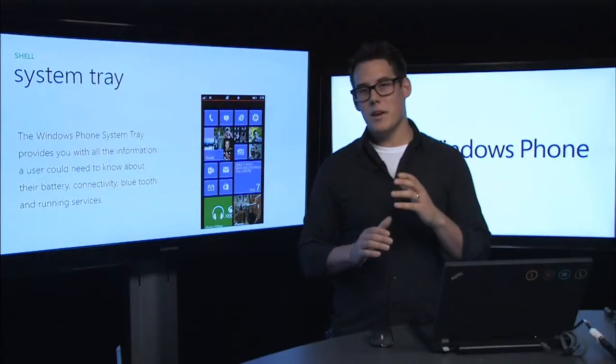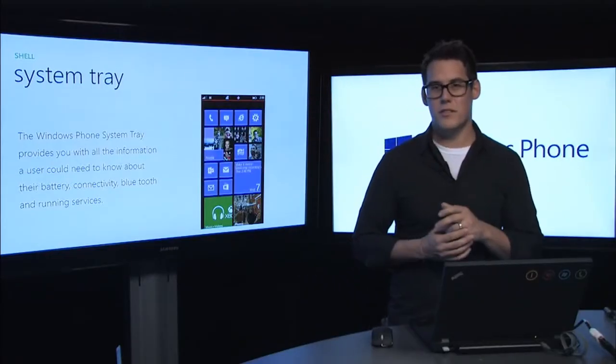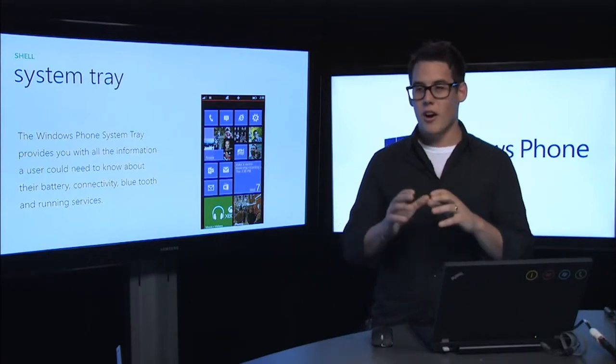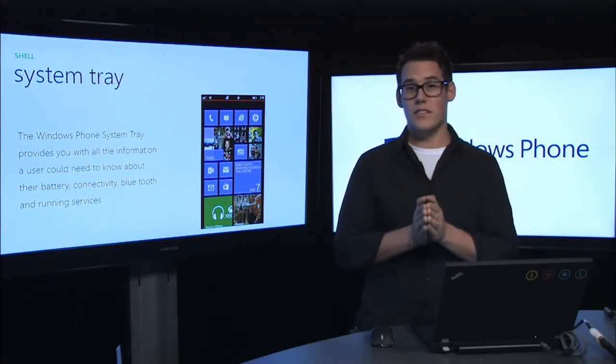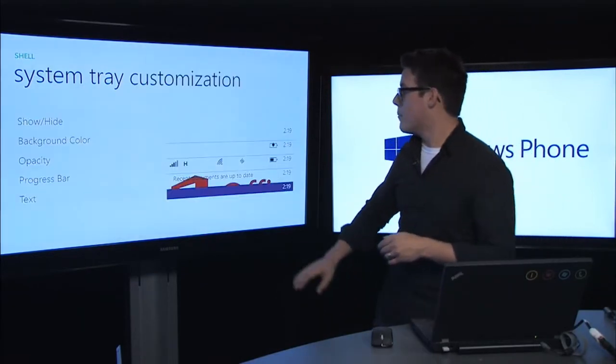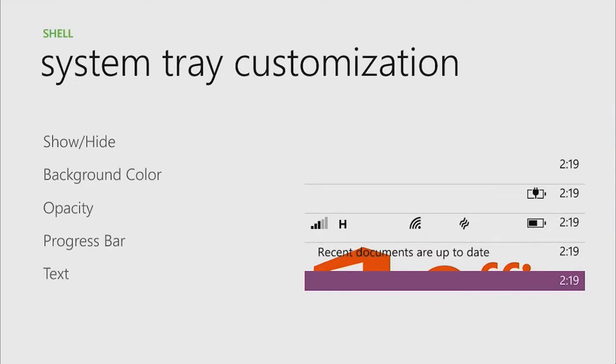Now, in the last segment, we talked a little bit about the design principles behind Windows Phone. It was all about the content, not the chrome. It was all about just showing content that's relevant to you and hiding everything else. The system tray does exactly that. By default, the system tray will be hidden up across the top. As a third-party developer, you can actually show and hide this completely in your application. You could have it appear on screen, or you could get rid of it for a full screen application.